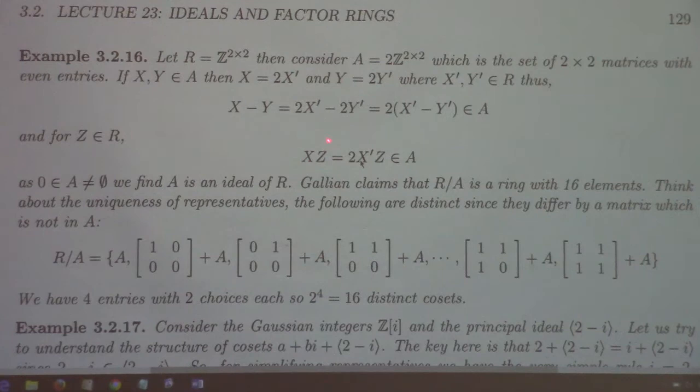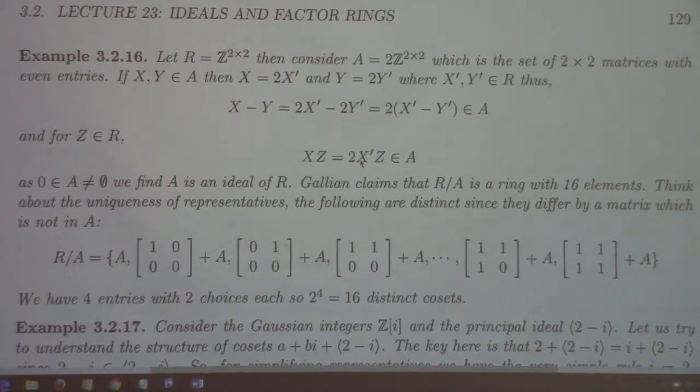X times Z is, well, that's 2X' times Z, because X is in A. I'm assuming X is in A, so X is equal to 2X'. Then X'Z is again an integer matrix. So we have twice an integer matrix. That's again in A. So there you go. That's an ideal. I guess I'm supposed to check.